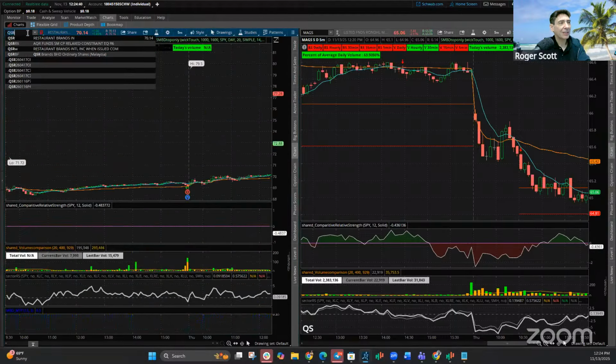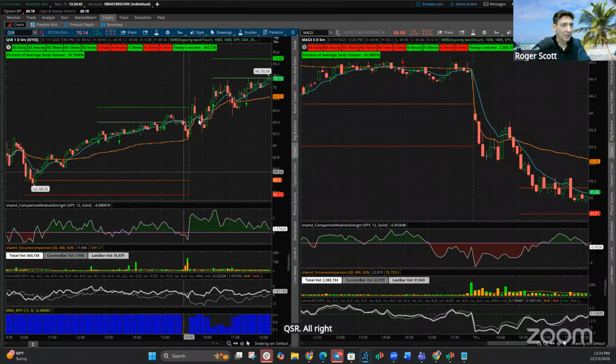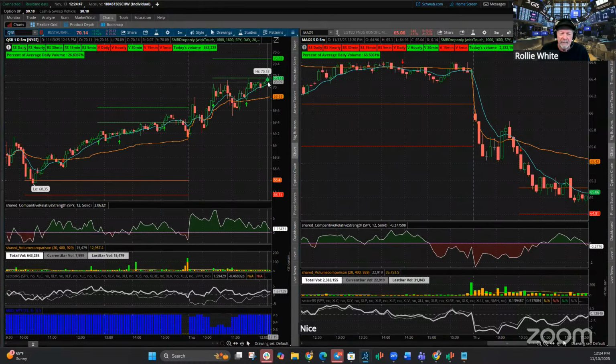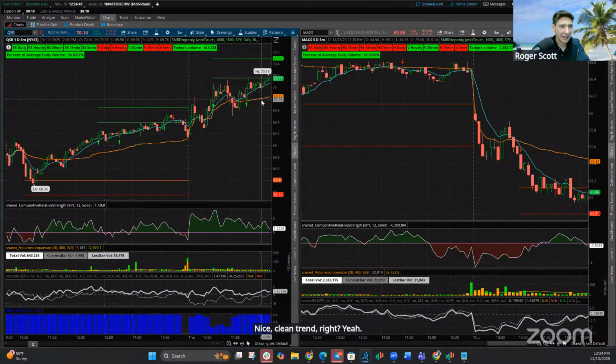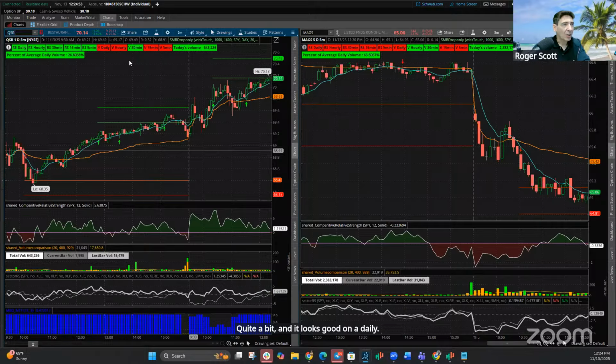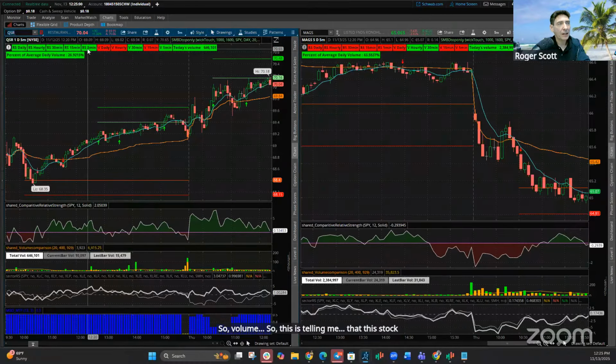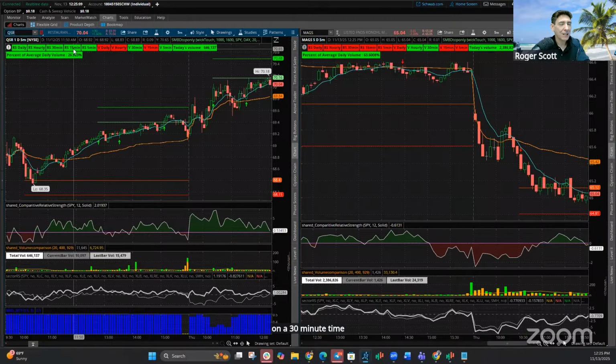QSR. All right. Well, man, look at the trend on this stock today. Nice, clean trend, right? Yeah, very nice. I like the stock quite a bit, and it looks good on a daily. So volume. This is telling me that this stock is outperforming the market on a daily time period, on an hourly time period, on a 30-minute time period, on a 15-minute time period, and on the 5-minute time period.